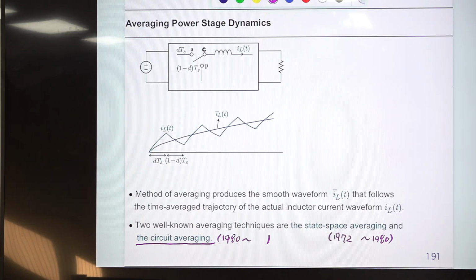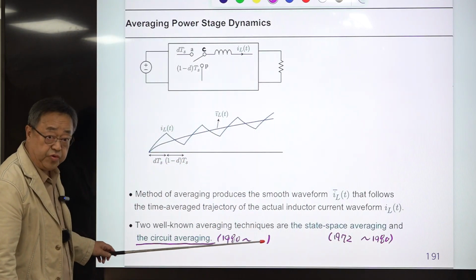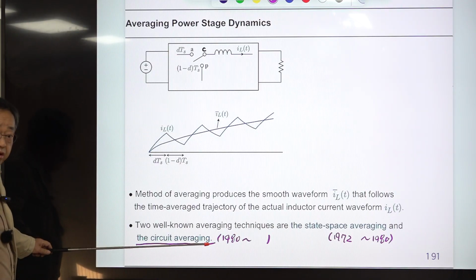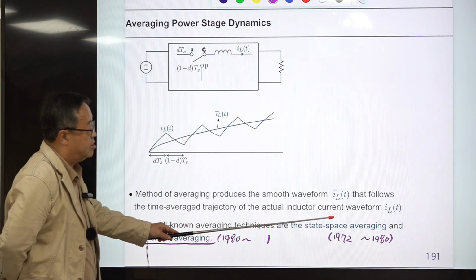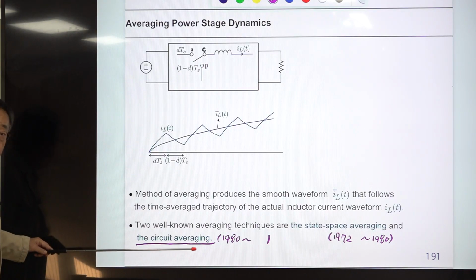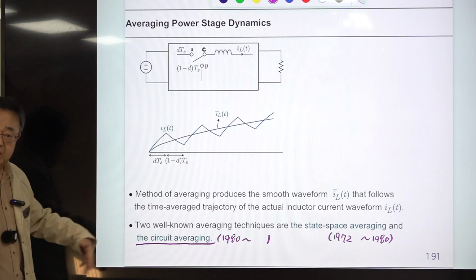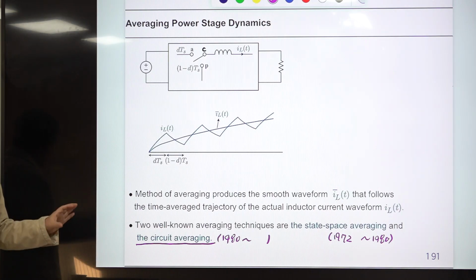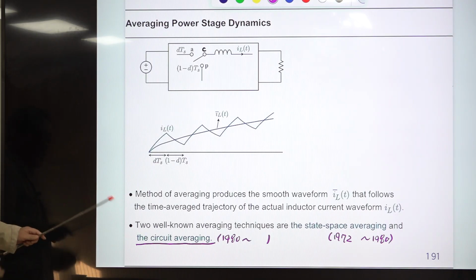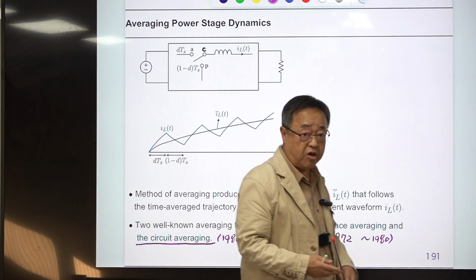And later, the circuit averaging technique was proposed in the 80s, and it is widely used until now. This is very convenient to use because it directly deals with averages of circuit variables. So we don't need to manipulate the state equation of the system, and we can easily identify the average model of some element. But its use is limited to circuits, because this is based on the circuit waveforms of the converter. You cannot apply it to some other dynamic system, but it is very convenient for power electronics because we always deal with power electronic circuits.